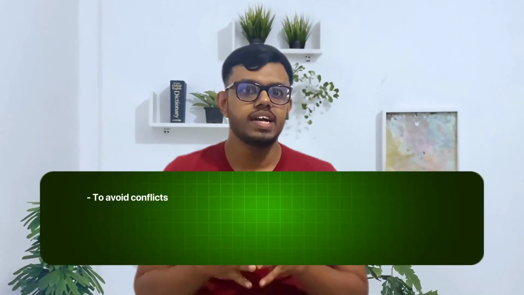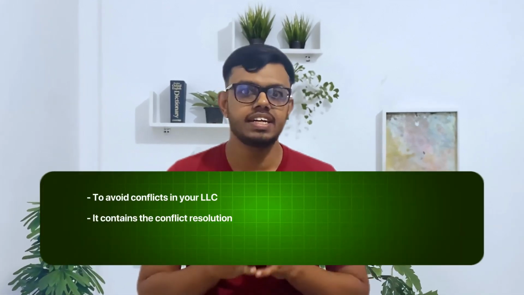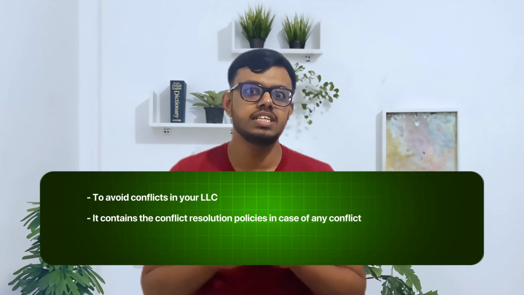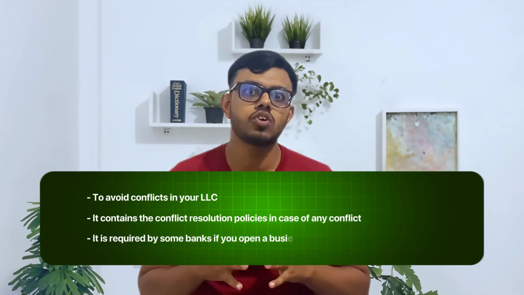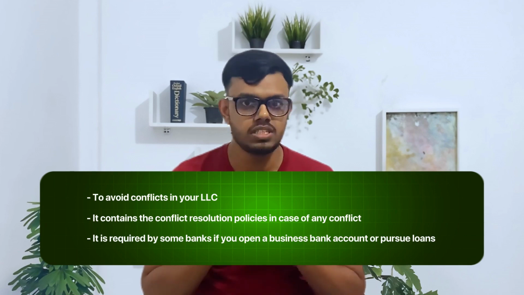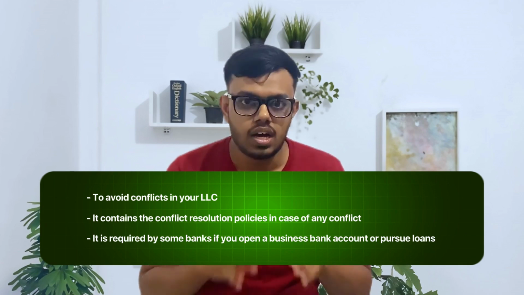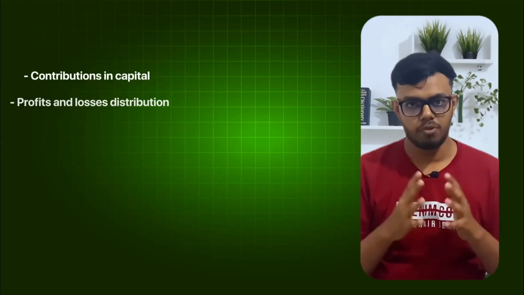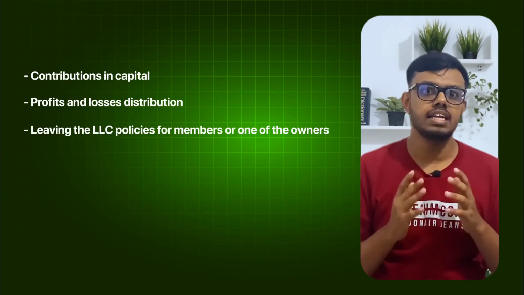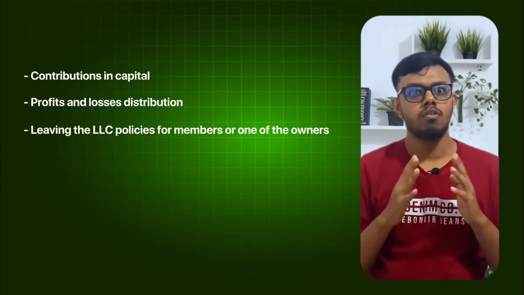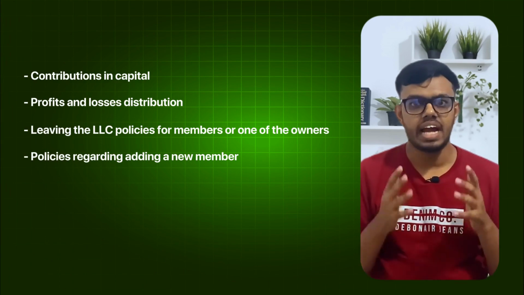Some of the reasons that this document is important for your LLC include to avoid conflicts in your LLC. It contains the conflict resolution policies in case of any conflict. It is required by some banks if you open a business bank account or pursue loans. Other than these details, an operating agreement contains information such as contributions in capital, profits and losses distribution, leaving the LLC policies for members or one of the owners, policies regarding adding a new member.